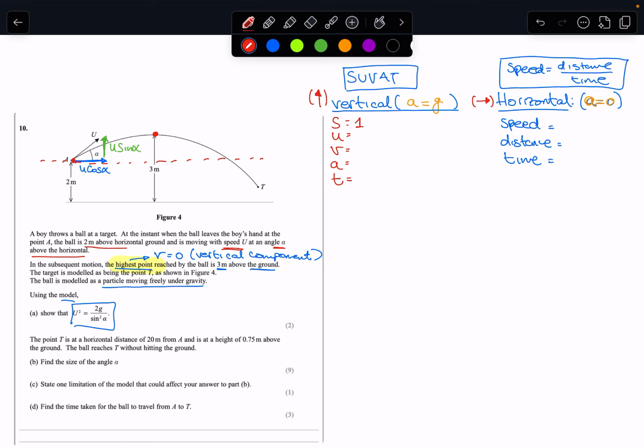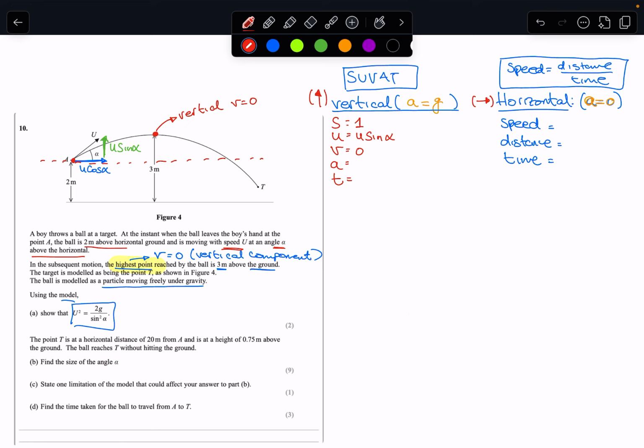What would be the initial speed? So the initial speed, we have to look at vertical components, and that would be our u sine alpha. What is my final velocity? As I said, final velocity here vertically will be v equal to 0. As mentioned already down there, I'm writing it over and over because that's really important to understand.